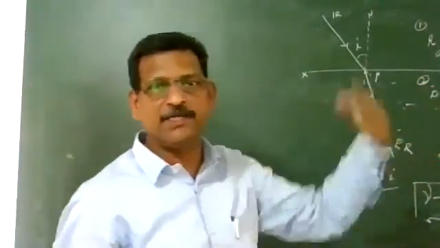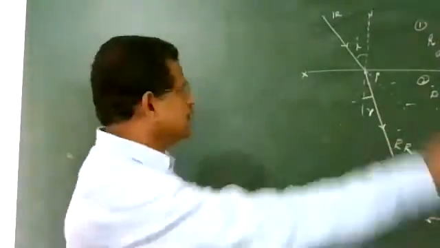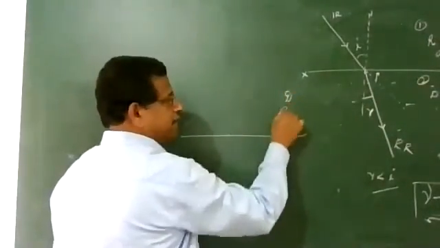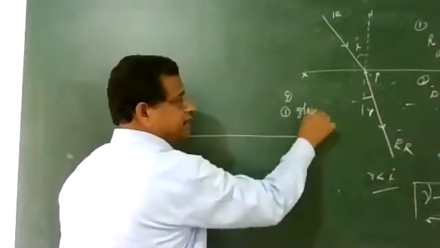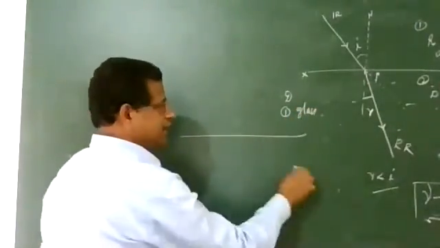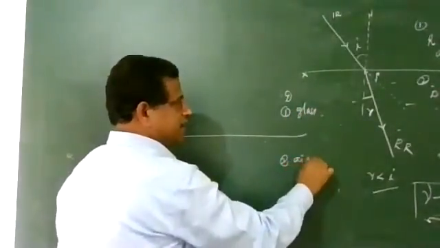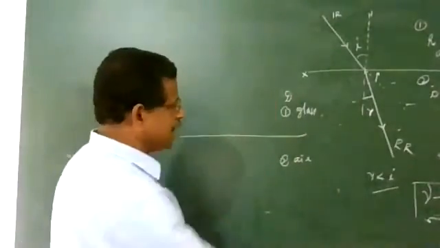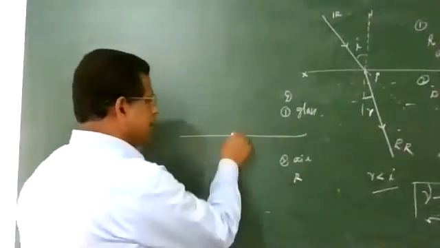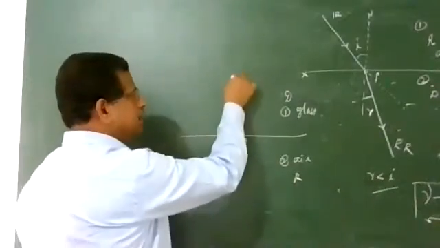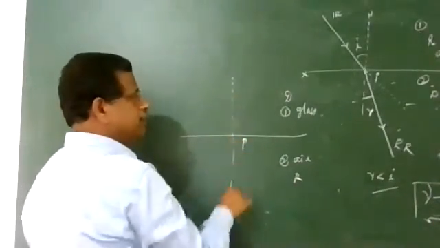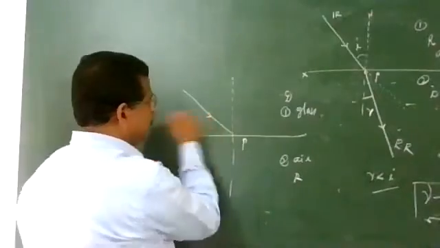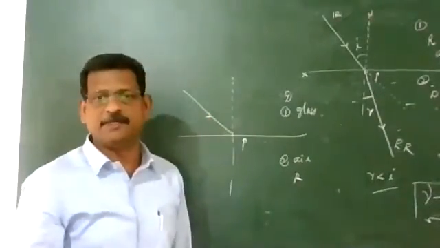Next, the reverse is also possible. Suppose light is traveling from a denser medium. The first medium I am taking as a glass medium, and the second medium I am taking as an air medium. So it is denser and this will be the rare medium. Again, this is the point P and draw a normal at point P. This is the oblique ray, oblique incidence.